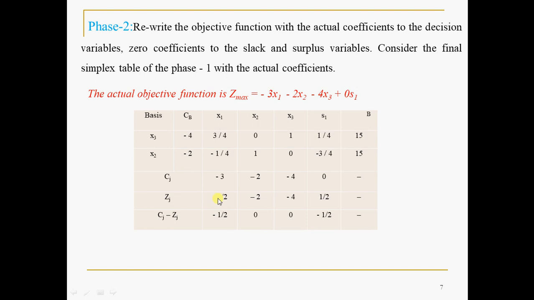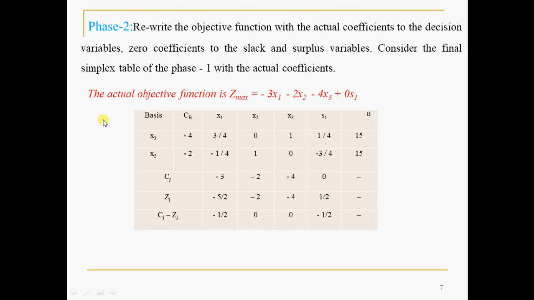Fine. Zj, what is Zj? This into this plus this into this, corresponding to this you will get Zj here, and corresponding to this, this into this plus this into this, and so on, you will get Zj for this. Now, what is your observation? Cj minus Zj, minus 3 plus 5 by 2. 5 by 2 means 2 and half. Minus 3 plus 2 and half, that is minus 1 and half. Like that, minus 2 plus 2, it is 0. Minus 4 plus 4, 0. Then minus 1 by 2, minus 1 by 2.